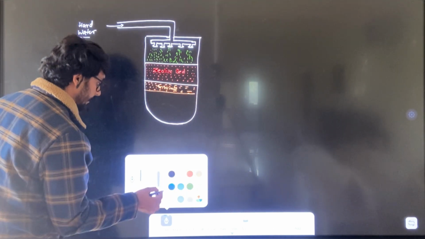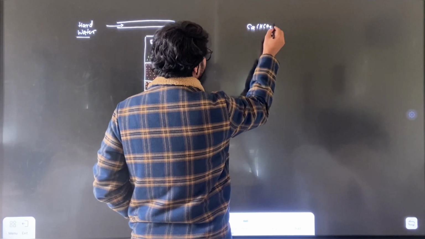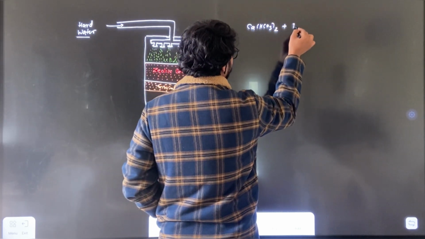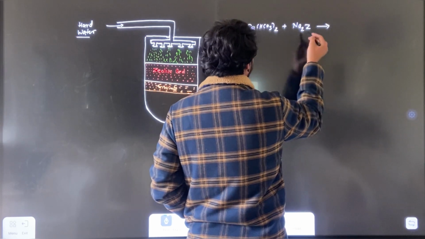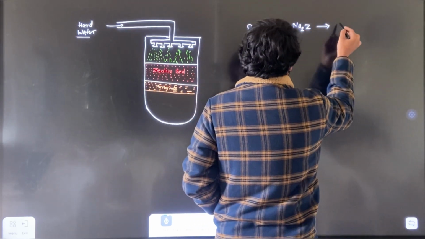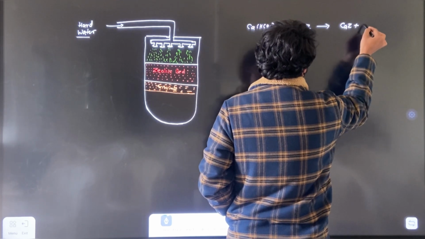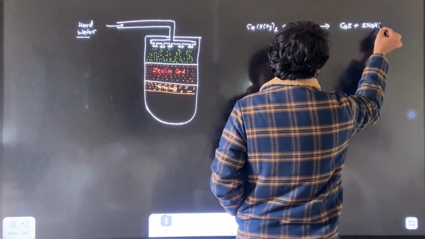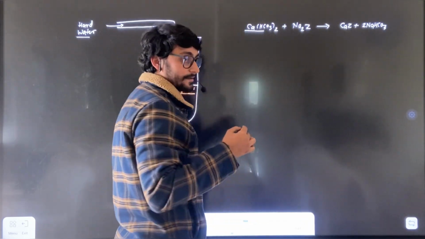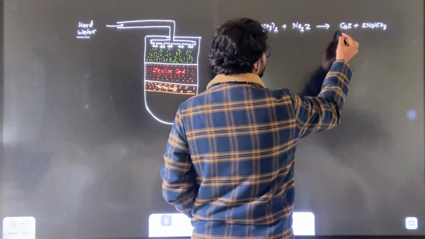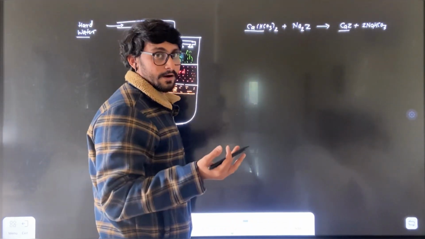When we have a salt like calcium bicarbonate reacting with the zeolite, Na2Z, they exchange the cation and form calcium zeolite and 2 mole of sodium bicarbonate as a side product, right? It means calcium bicarbonate is decomposed into calcium zeolite. All right. So through this we can remove the hardness of water.